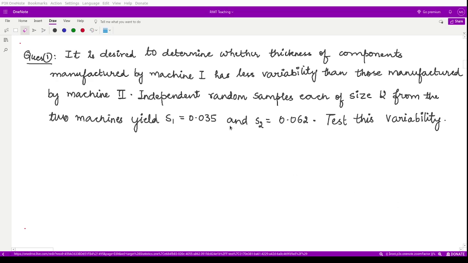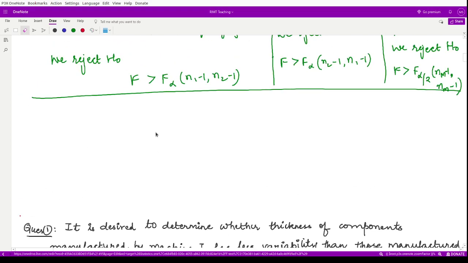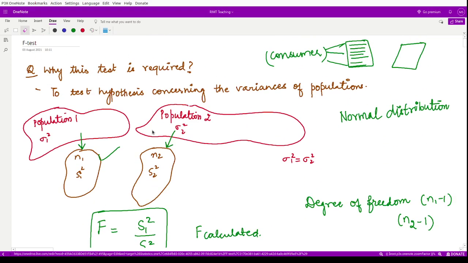In the previous lecture, we have studied about F-test. So let's now practice and solve some examples based on this test. Before moving on to solving this question, let me first revise all the things that we have done yesterday.